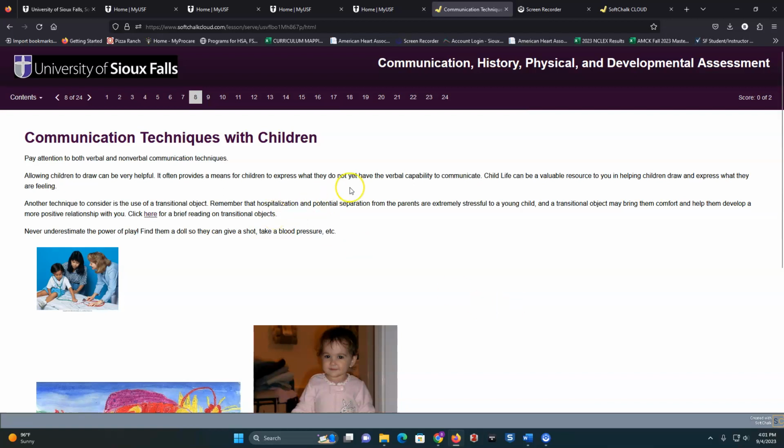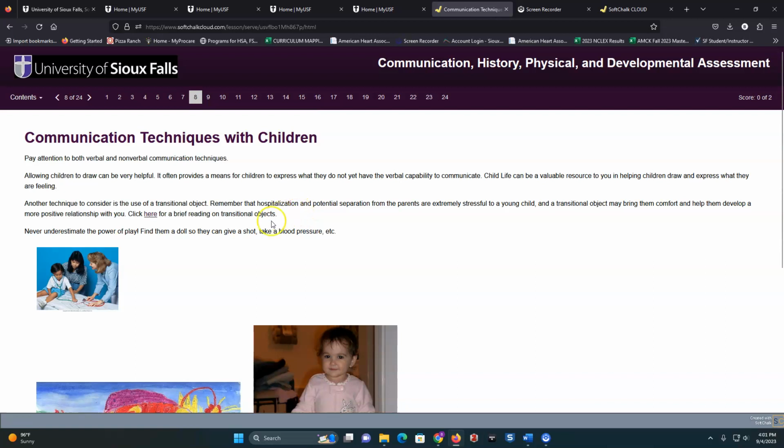So drawing, coloring, doing those artistic things can be a different type of communication, as well as playing. When they play, let them have a doll. How are they treating the doll? What are they worried about? It might come out in their play, and you might be able to ask some good questions with that. Along with that, if we're trying to describe procedures, child life will do a great job of using a doll or a teddy bear and explaining things like that.